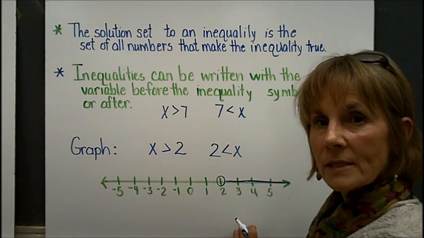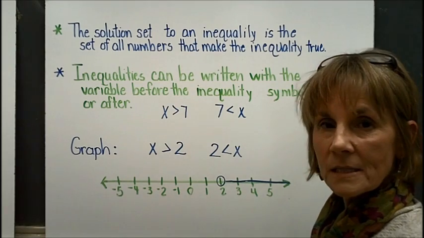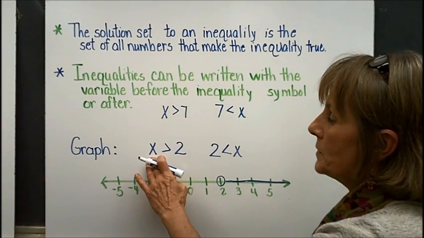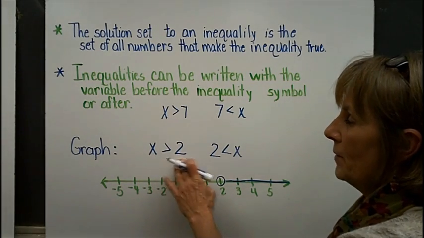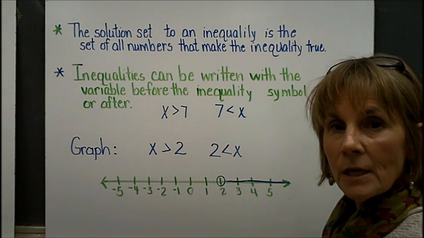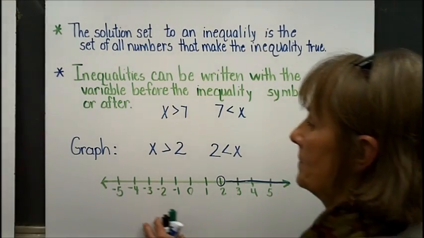To make sure that this line is going in the correct direction, we can pick the test number 4, substitute 4 in place of X. 4 is greater than 2. That is a true statement, so we know that the correct numbers have been shaded.